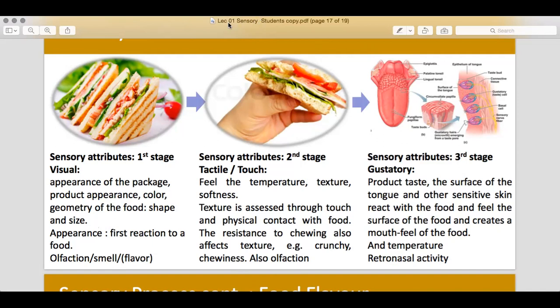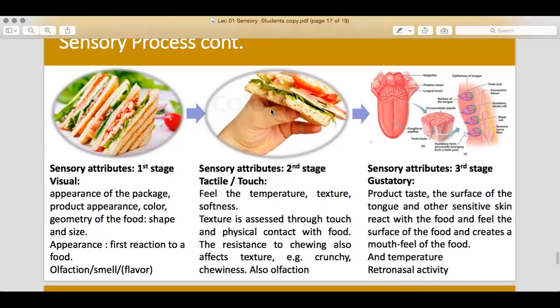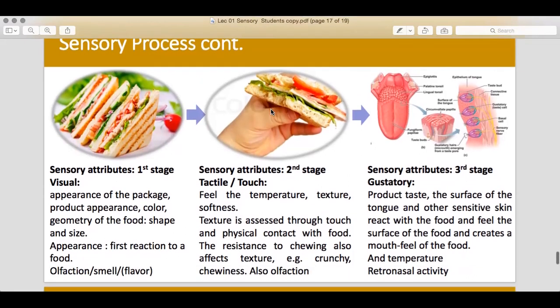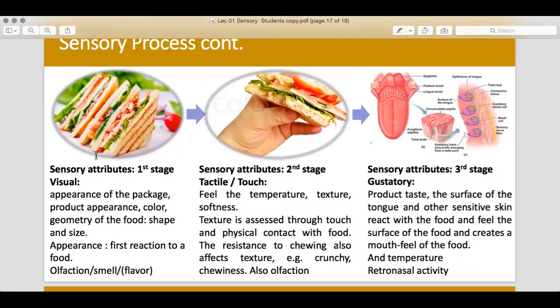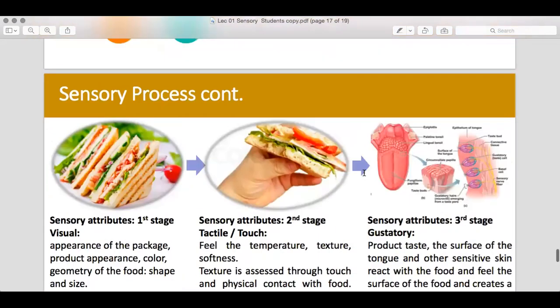And the third part, it's the gustatory part. Product taste, and the surface of the tongue is working and reacts with the food and feels the surface of the food and creates mouthfeel, temperature, retronasal activity. All these things are there. So these are the 3 steps. So please try to understand this process by using your own example. You just take an example and write down the 3 stages, right?